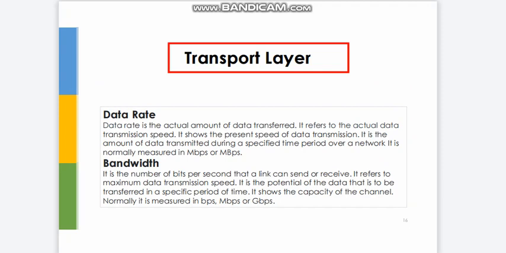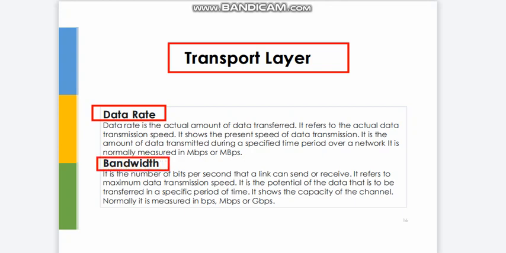Next is data rate. What is data rate? Data rate is the actual amount of data transferred. It refers to the actual data transmission speed. It shows the present speed of data transmission. It is the amount of data transmitted during a specified time period over a network. It is normally measured in Kbps or Mbps.